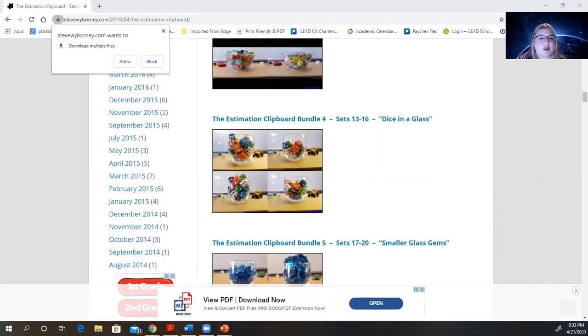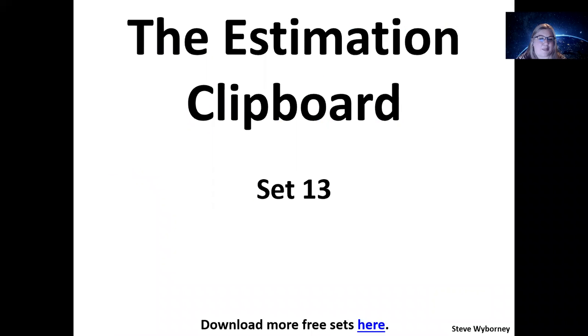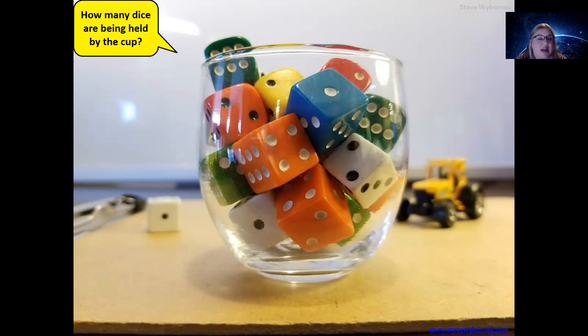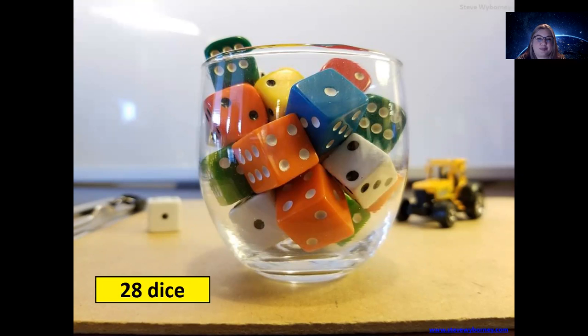This time we're going to do dice. It's going to be the dice in the cup. The question is, how many dice are being held by the cup? What do you think? Again, your solution is coming right now. So take the time, write it down, let us know what you think. Remember the exercise we did before? How many do you think is too high? How many do you think is too low? All right, you ready for the reveal? The answer is 28 dice in this cup.